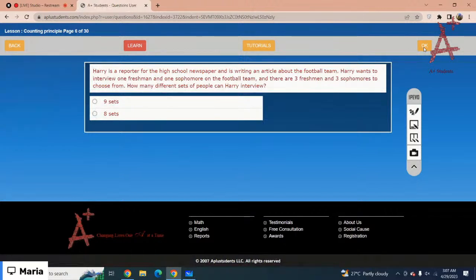Harry is a reporter for the high school newspaper and is writing an article about the football team. Harry wants to interview one freshman and one sophomore on the football team, and there are three freshmen and three sophomores to choose from. How many different sets of people can Harry interview? So, which is the correct option? You need to do 3 times 3. Got it? That means you can make a total of 9 sets. The correct option is 9.